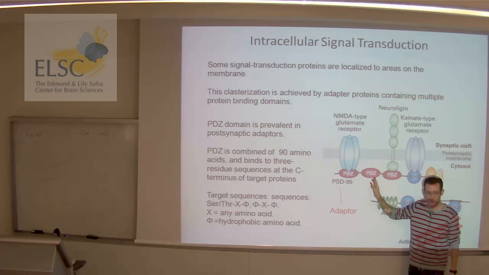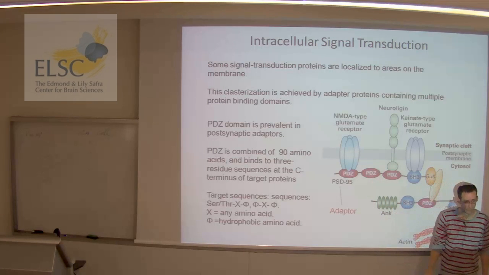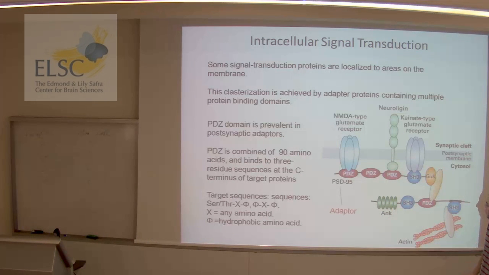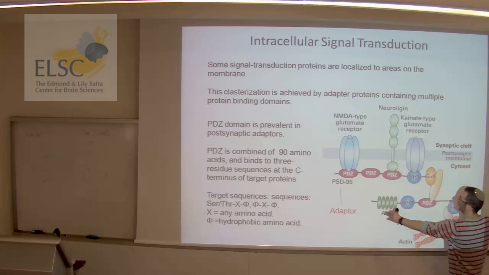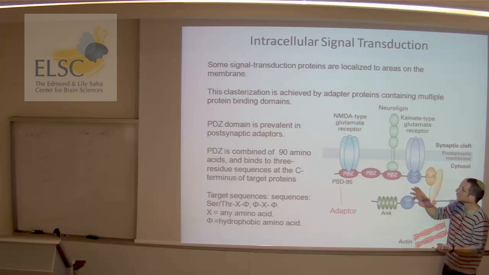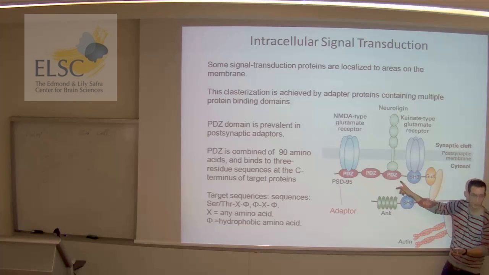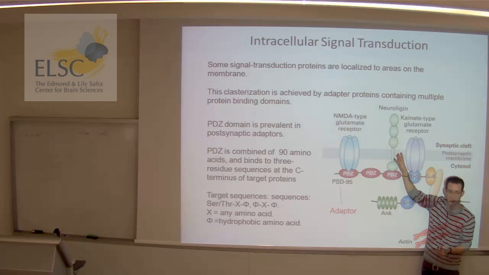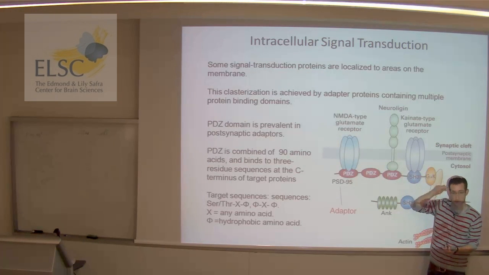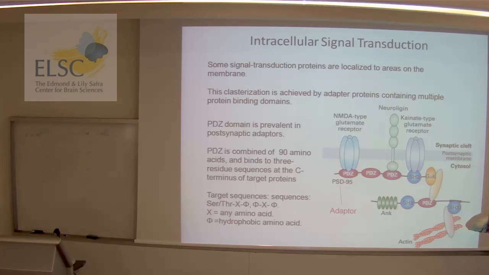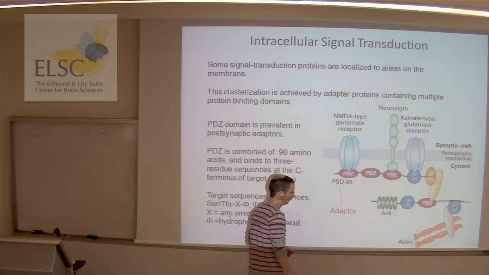Okay, but you said it's an adaptor, so it binds between an NMDA glutamate receptor and other glutamate receptors and other proteins and some adhesion molecule that sticks the whole thing to the plasma membrane. Right. It keeps all these components together at the same location in space.